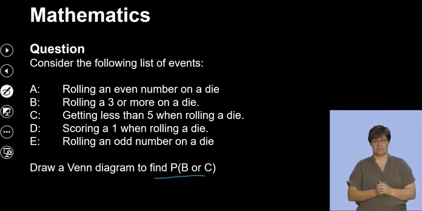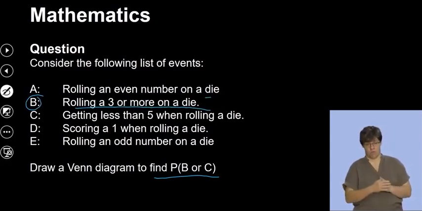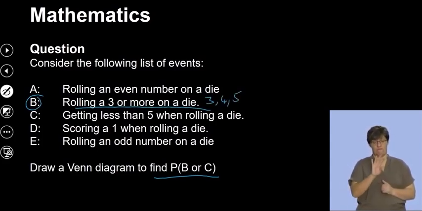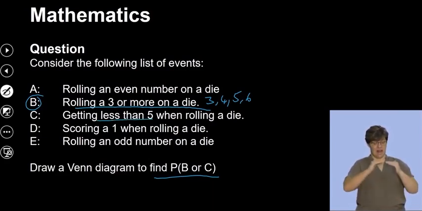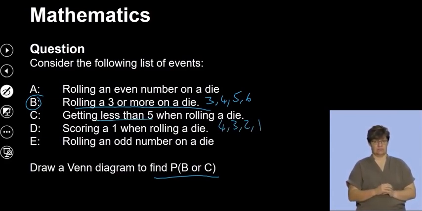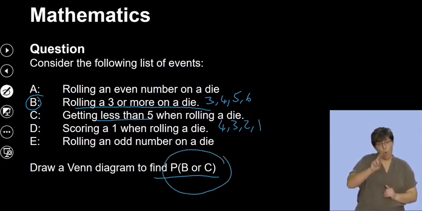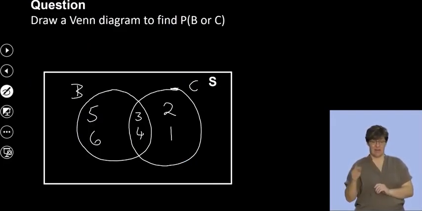In this case, we're given a less demanding one in a sense. We're saying, let's choose B, which is rolling a 3 or more on a dice. So remember, that's 3, 4, 5, and 6. That's 3 or more. This one, C, says less than 5. So if it's less than 5, then it's 4, 3, 2, and 1. We have to look at the OR rule here. So let's draw a Venn diagram and use that to calculate. I've gone ahead and put some figures on the board already.